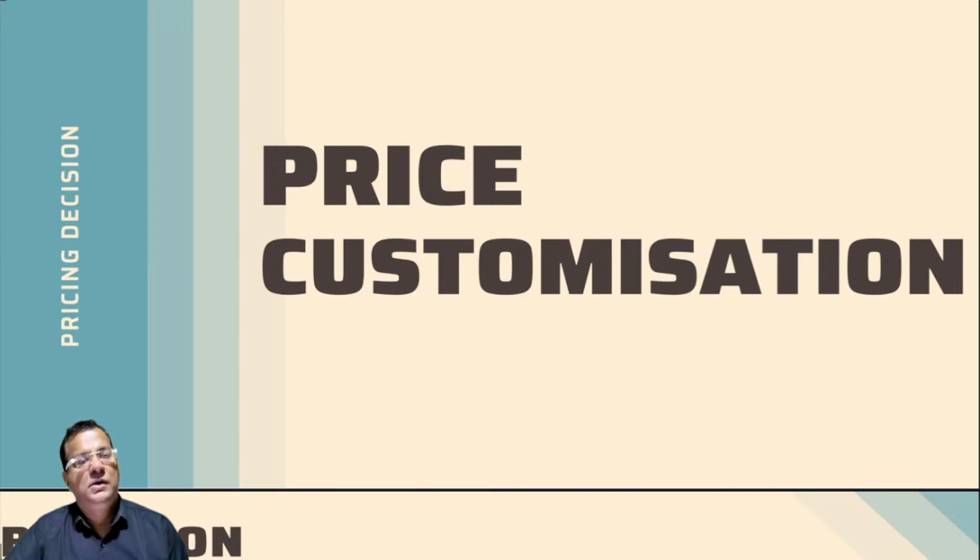Next line. Price discrimination is not possible in the following situations. Next line, beta. Situation number 1. Write down situation number 1. Same category of customer. I have not called same customer. I called same category of customer.